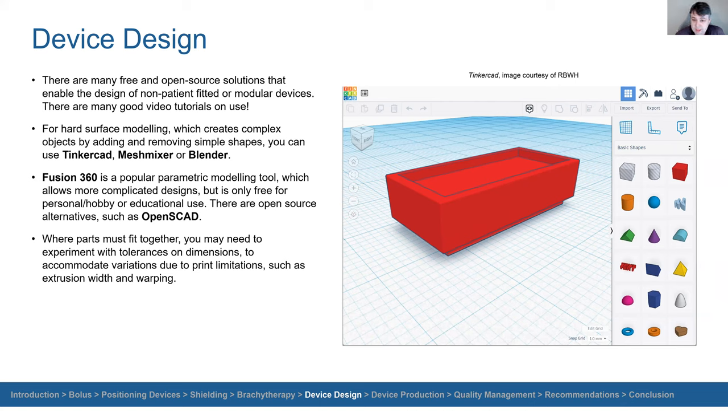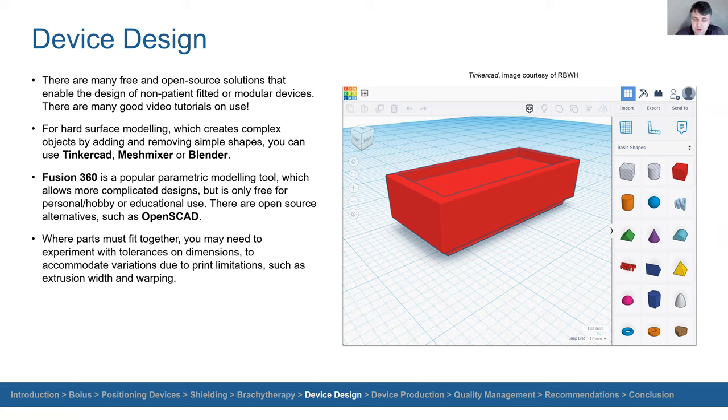You're also able to design more complicated things. Potentially things like catheter channels might be a little bit complicated to do with that sort of approach, particularly if they've got radiuses of curvature and things like that. So there is some software out there. Fusion 360 is probably the most popular parametric modeling tool, but it does come with a price. There are free alternatives, open source alternatives, such as OpenSCAD.